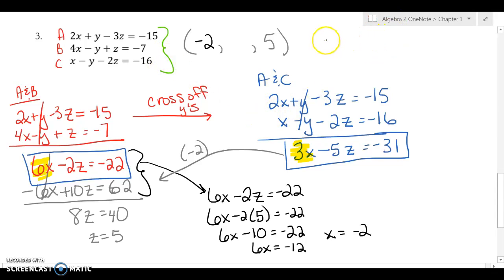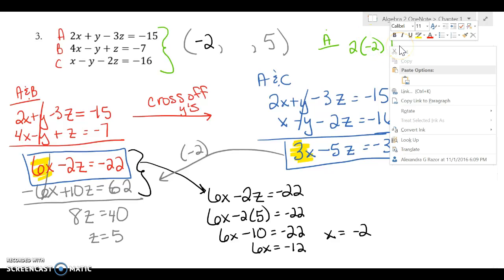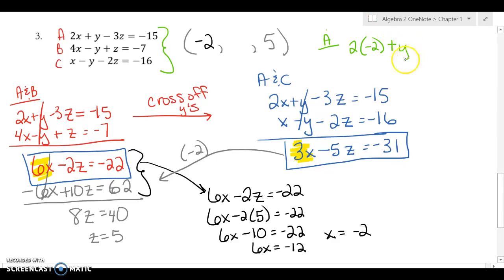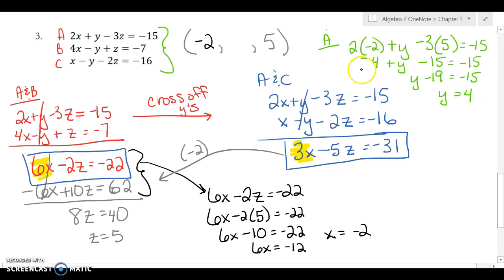So I'm going to choose A, and so A is 2 times x, which is negative 2, plus y, I don't know what y is, minus 3 times z, which is 5, equals negative 15. So that's negative 4 plus y minus 15 equals negative 15. A negative 4 and a negative 15 make a negative 19. And then if I add 19 to both sides, I get 4.